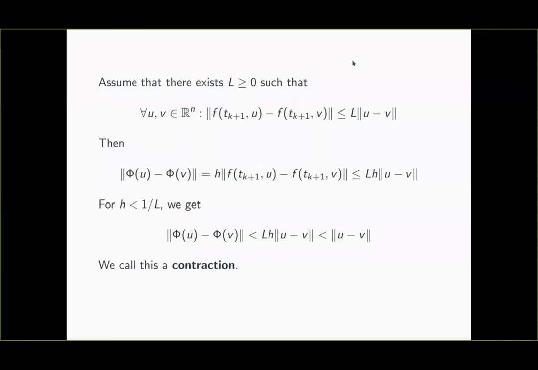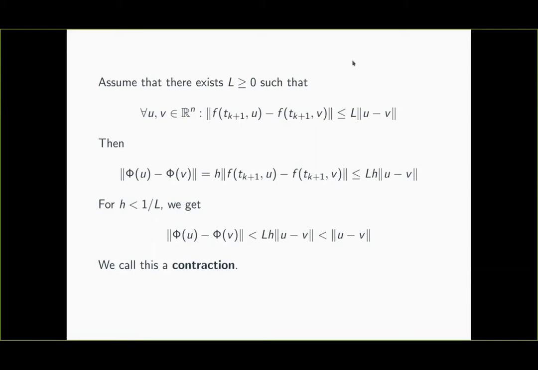One consequence is an upper bound for the distance of phi of u and phi of v. Namely, the Euclidean norm of phi of u minus phi of v is just the same as h times the Euclidean norm of f at t_{k+1} u minus f at t_{k+1} v. And now using the continuity condition on f, we have that this is bounded from above by L times h times the Euclidean distance of u and v.